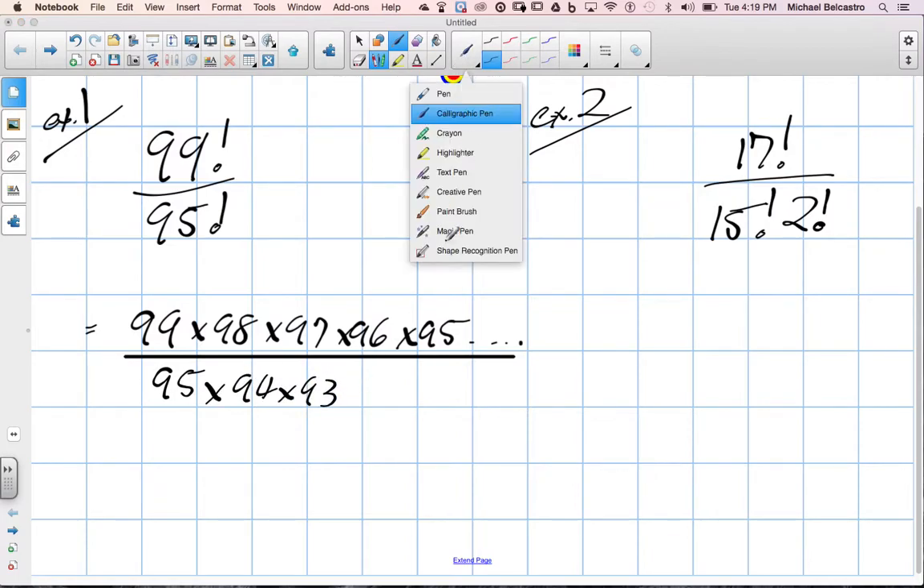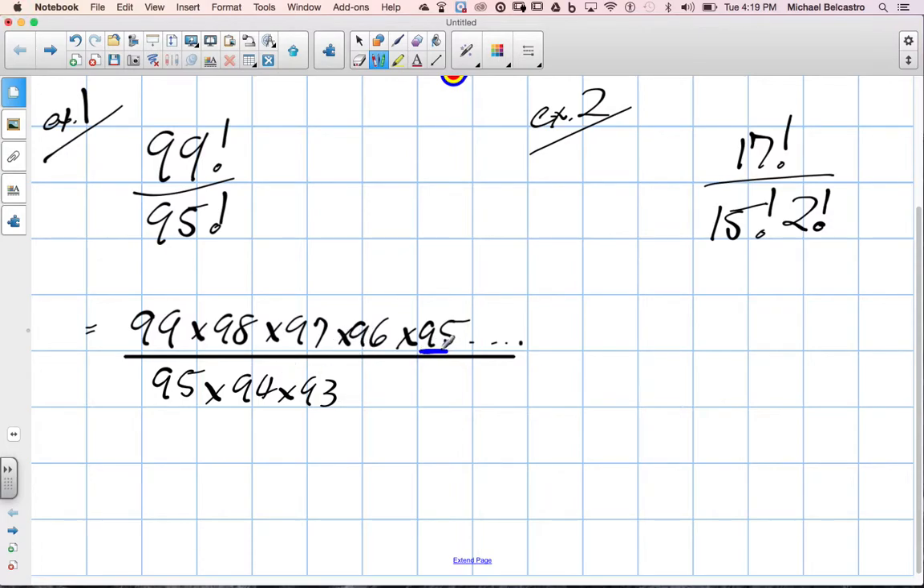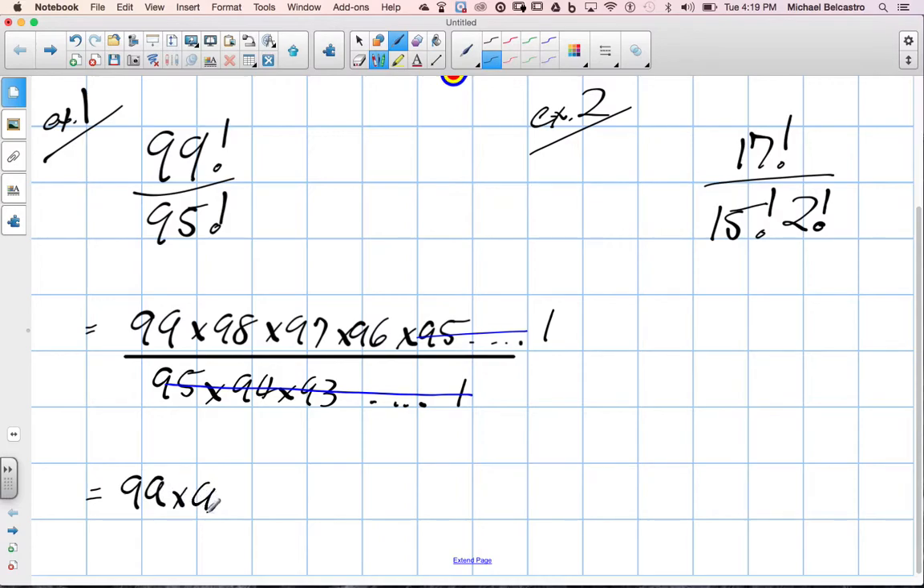Well, what we can do here is we know from 95 all the way down to 1, this is also going to be 95 all the way down to the number 1. Those will cancel out. 95 divided by 95 would just be 1. 94 divided by 94, and so on. So we can essentially eliminate all of these values because they're going to divide and equal 1. Now that they're eliminated, all we're left with is 99 times 98 times 97 times 96. Still probably a pretty large number.